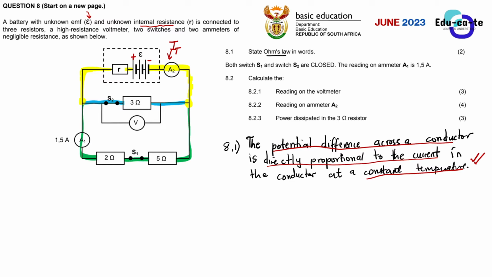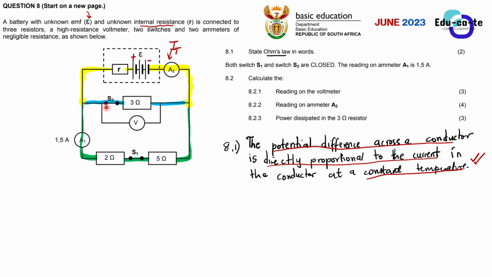Then now they say to us both switch S1 and S2 are closed. So this is switch S2, and then this is switch S1, they are both closed. When they are both closed, it simply means that they allow current to pass through. When a switch is open, it cannot allow current to pass through. But when a switch is closed, it can allow current to pass through.